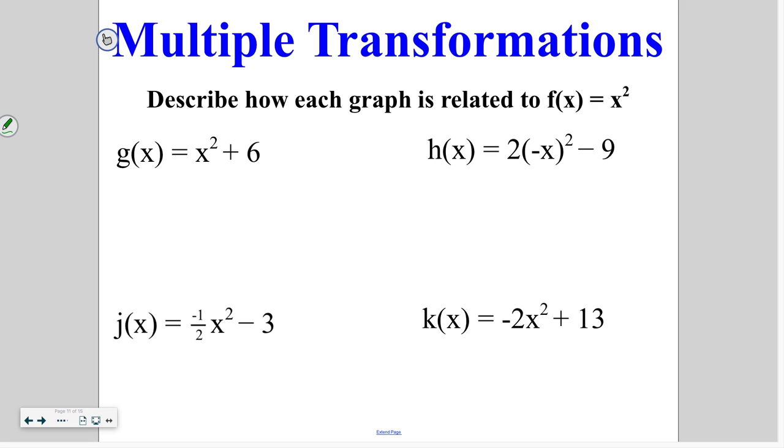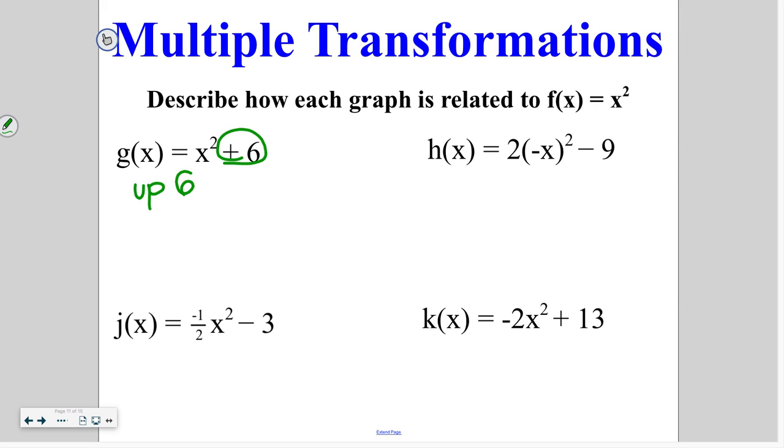So most of what you're going to be doing in the homework tonight is identifying the translations based on equations. So you're actually not going to have to graph them in the homework. That was just a visual to show you what they looked like. What you do need to do is go through and check all of them. So the first thing for g of x, I'm going to check, is there a translation? There is, because I've got the addition of 6. So I'm going to say it's going up 6.